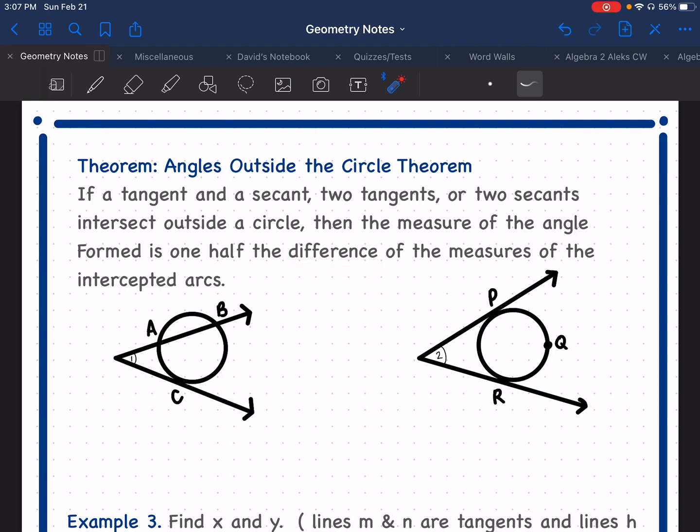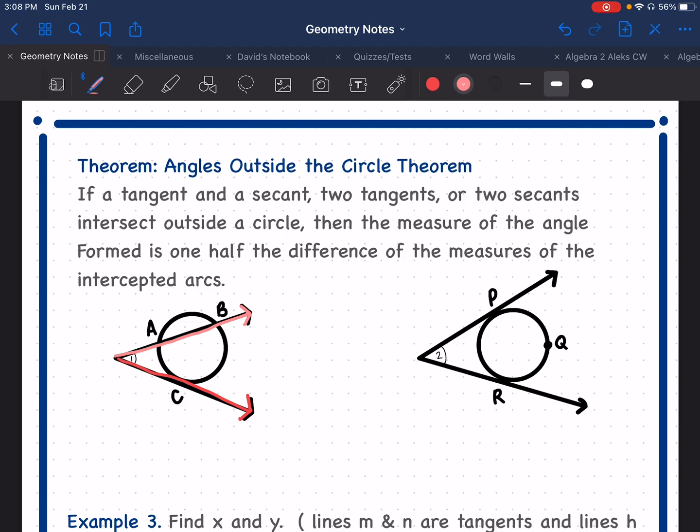So let's go ahead and take a look at the first one. I have my secant and I have my tangent. Here's my tangent, and here's my secant. If I take the two pieces between A and B, they would be considered a chord, but the whole thing would be considered a secant because it's continuing through.